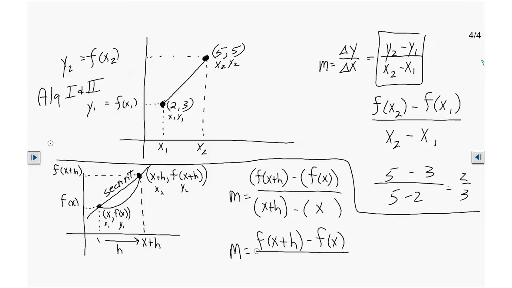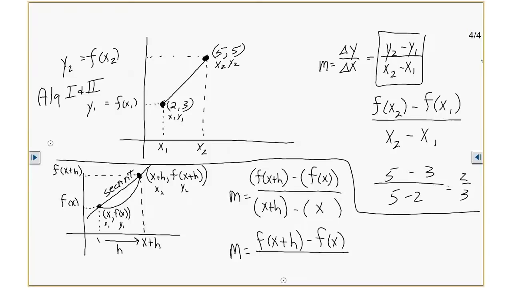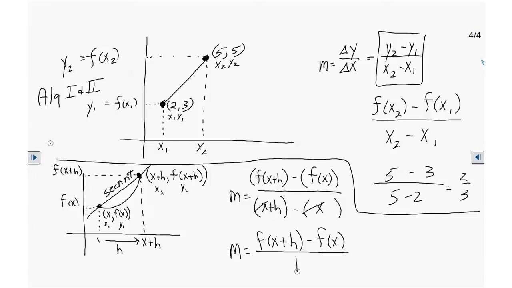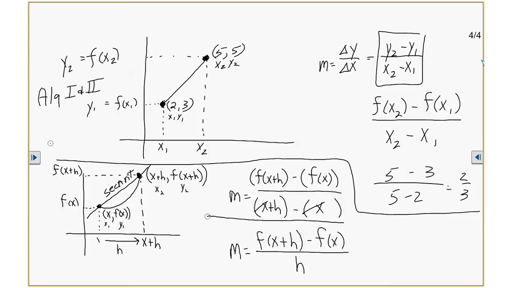What's x minus x? And that leaves you with h. Oh my goodness, what is this called? It's called the slope. Are we still using algebra? Have we done any calculus yet? No.